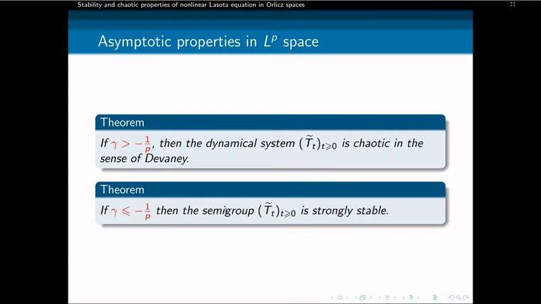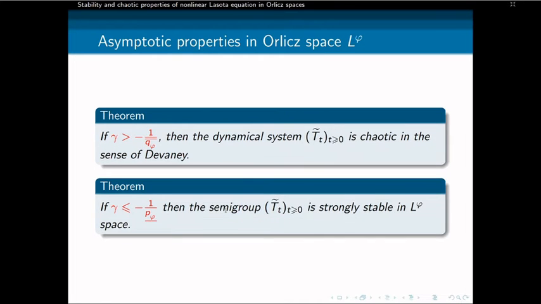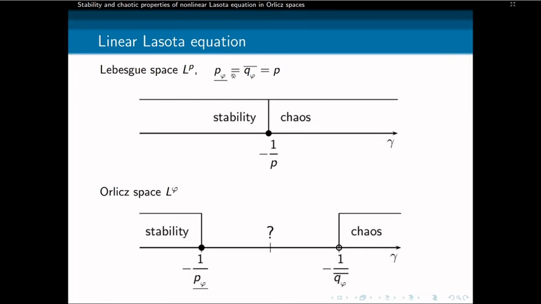If we try to generalize these results and consider Orlicz space L^phi, then we get two critical values, -1 over the upper index and -1 over the lower index. If gamma is greater than the first critical value, we have chaos in the sense of Devaney, and if gamma is less or equal to this second critical value, we have strong stability. We can illustrate this situation on the following diagrams.